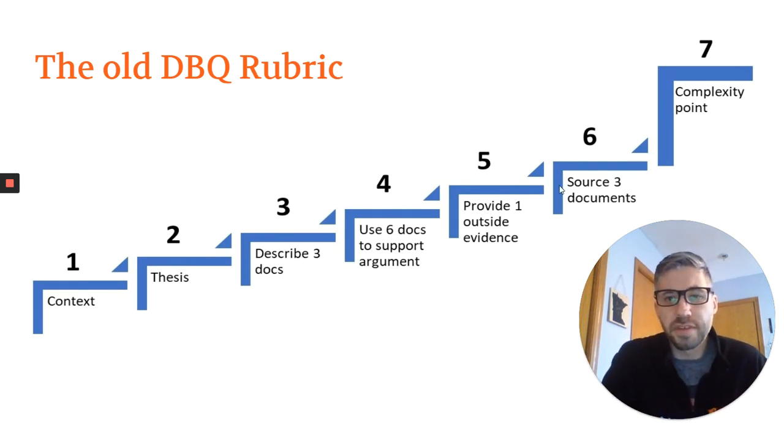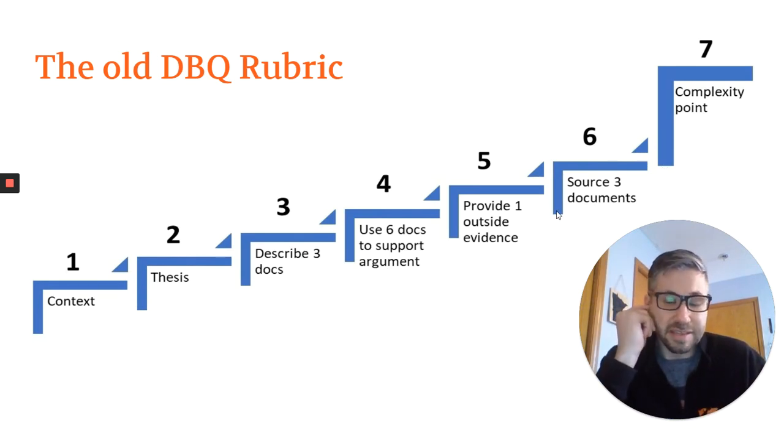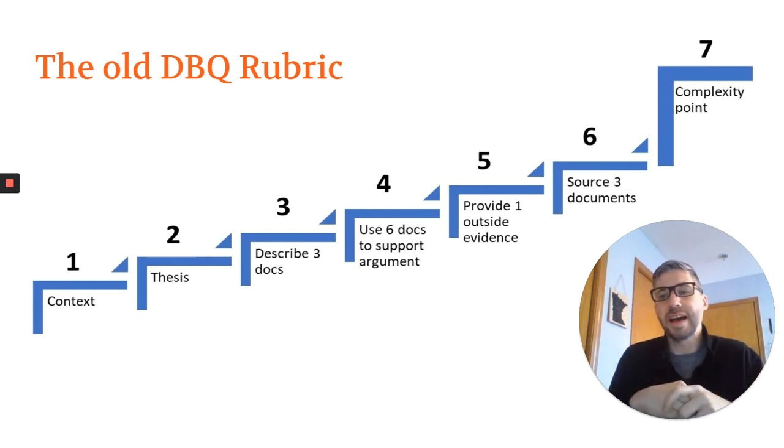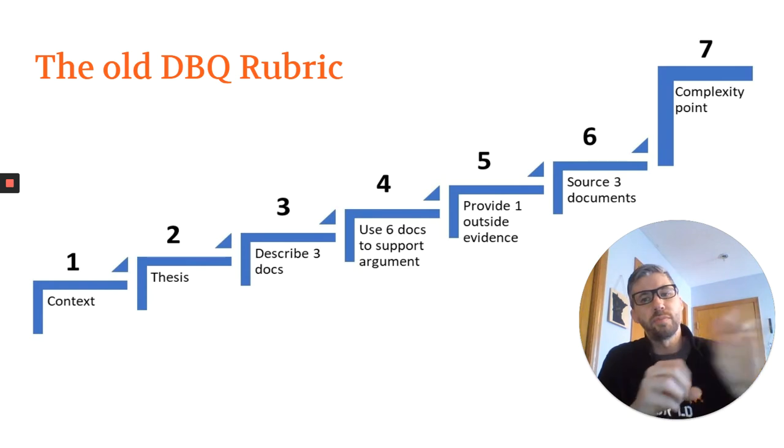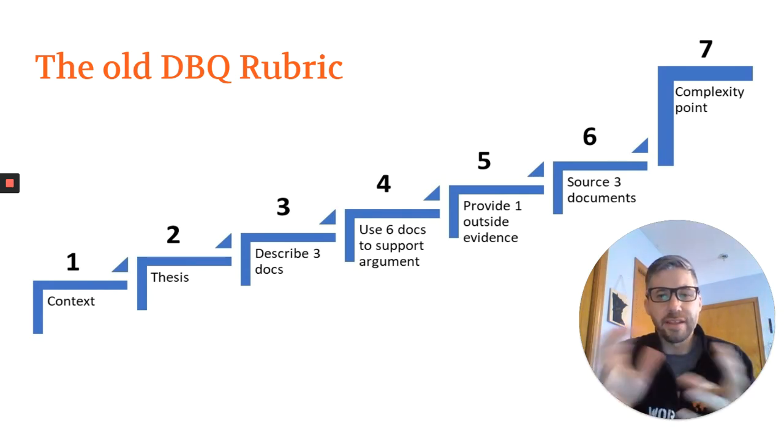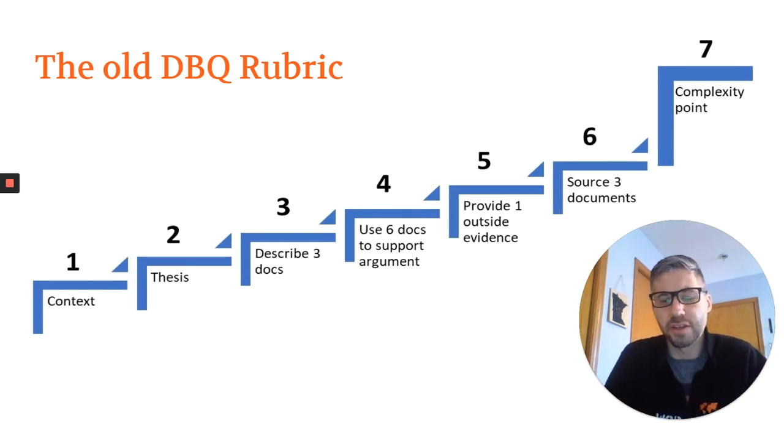Then there is the sourcing point, right? You can source 3 documents. So in the old DBQ, we're given 7 documents, and can you source 3 of them correctly? Can you explain how the author's point of view or the historical situation or who they're speaking to or what their purpose is in saying this shapes the content of the document and what's going on there, right? That's the old one. That's what we're used to. Here's the new one.